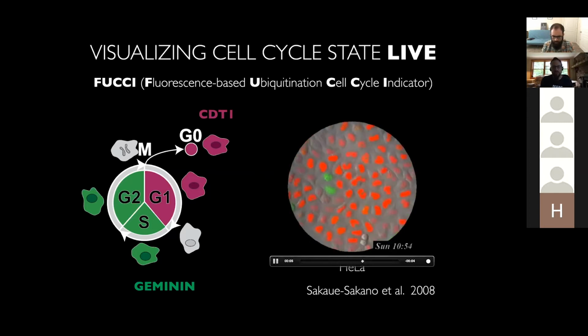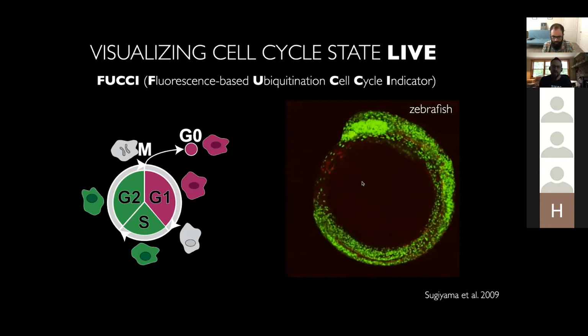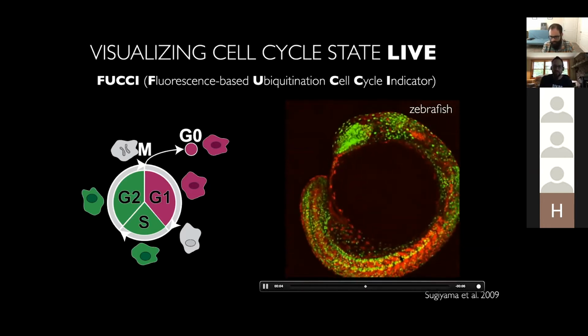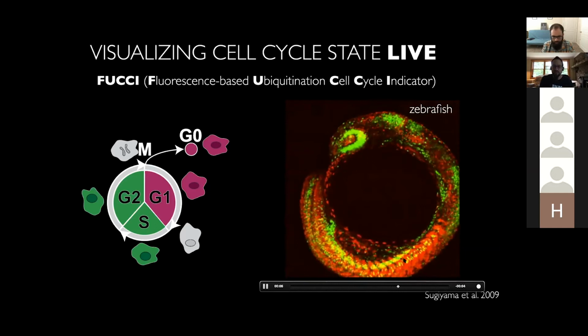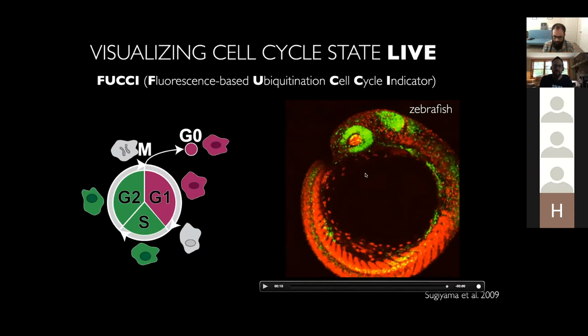This paper was published in 2008, and so not surprisingly, many researchers put these constructs, or varieties of these constructs, into their favorite model organisms. Here is shown the development of the FUCCI fish. As you can see, as the somites develop, you can clearly demarcate the somites in red, and the example of retina in red as well, in the zebrafish eye.